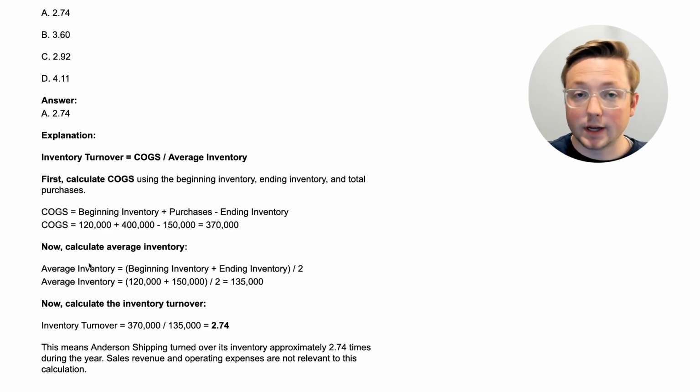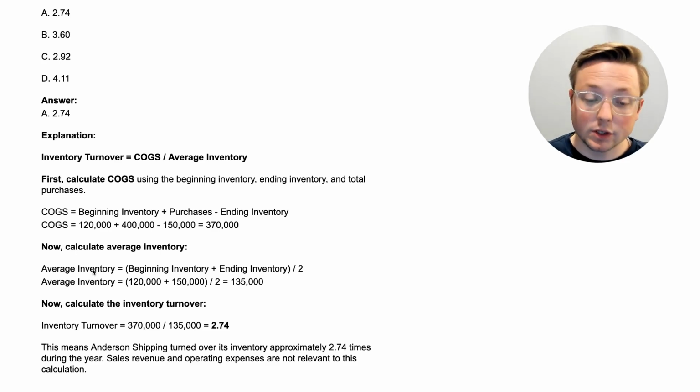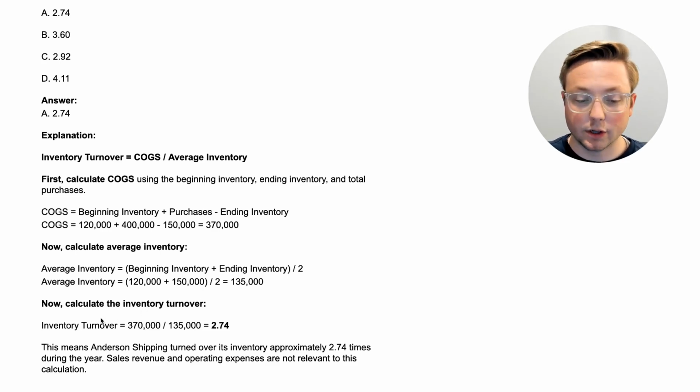And then we also have to calculate the average inventory. Again, very easy when you're given the end of year inventory for the previous year and end of year inventory for the current year, because that's technically the beginning of year inventory and the ending of the year inventory. So you add them together, divide them by 2, and that gives you the average inventory for the year of $135,000 in this case. Now that we know the COGS and now that we know the average inventory, we can calculate the inventory turnover. So that's COGS divided by average inventory, giving us 2.74 of inventory turnover.